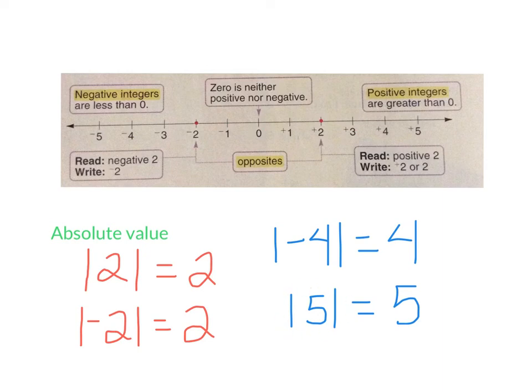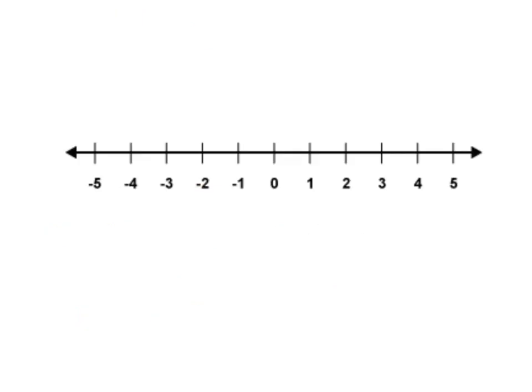Now if you have 0, the absolute value of 0, and that would look like this, the absolute value of 0. How far away is 0 from 0 on the number line? Let's count. Well, I didn't move anywhere, so it's 0. The absolute value of 0 is 0.